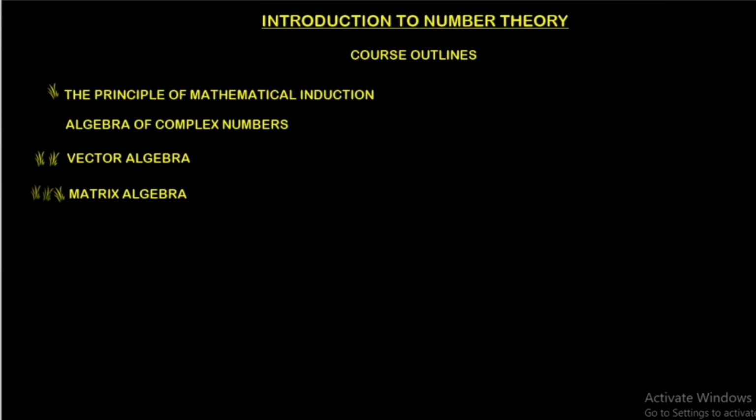So we are going to look at the outline of this course, and this course is divided into chapters, and each of the chapters will be in a different video form. So let's look at something. With chapter 1, we have introduction to number theory, the principle of mathematical induction, algebra of complex numbers. And with chapter 2, we are going to look at vector algebra. And chapter 3, we are going to look at matrix algebra. And under that, we have some sub chapters, which is the eigenvalue and the eigenvectors.